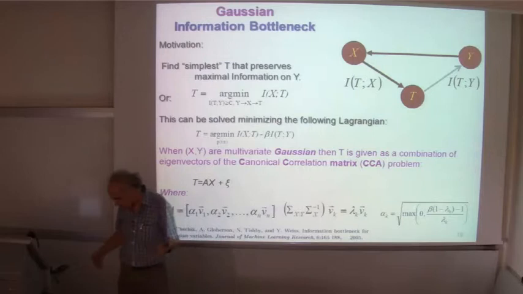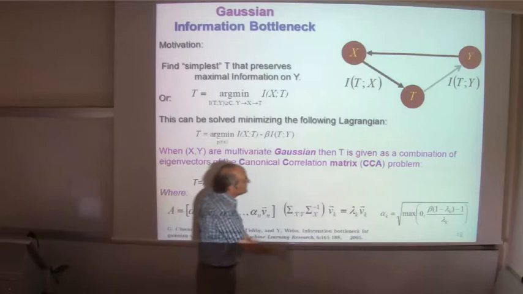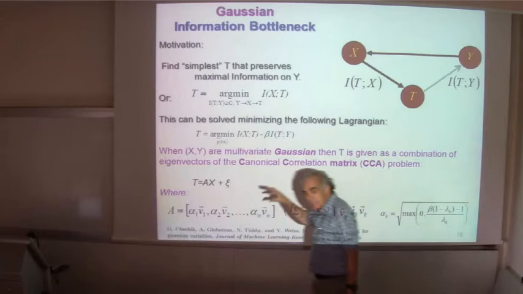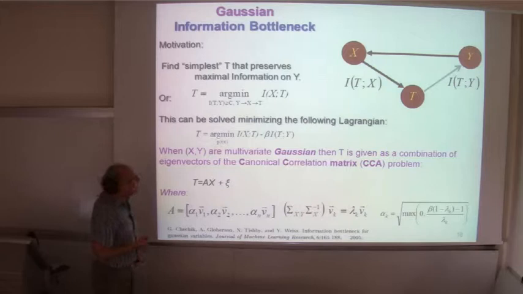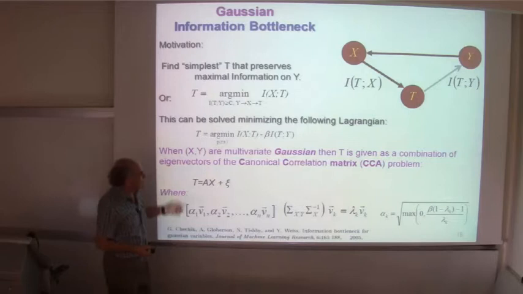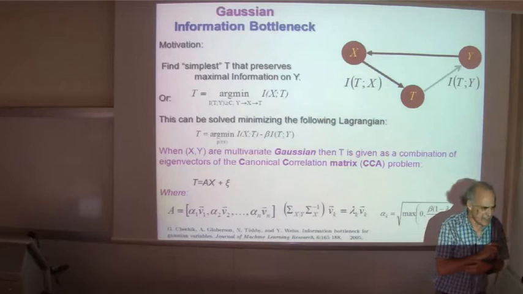So essentially, if the joint distribution of X and Y is multivariate Gaussian, think about X and Y as high-dimensional Gaussians. Think about Y as some fixed dimension, which is the dimension of the topic that I want to predict, and X as a very large dimension, which I'm trying to compress. Then the same principle boils down to a very familiar problem, which is known in the statistical literature as canonical correlation analysis. Well, canonical correlation analysis is essentially just linear regression in disguise. It's high-dimensional linear regression in some sense.